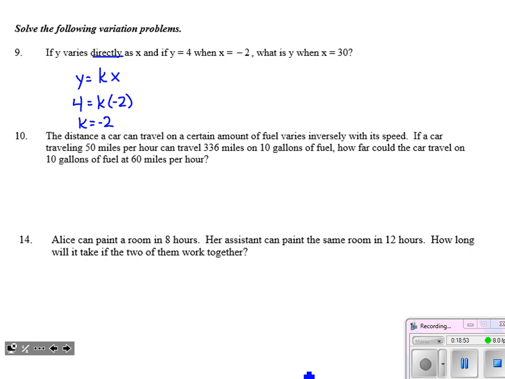Now I can answer the second question. What is y? I know my k value is negative 2 when x is 30, so I plug it back into that direct variation formula, y equals kx, and I get negative 60. That's my answer.